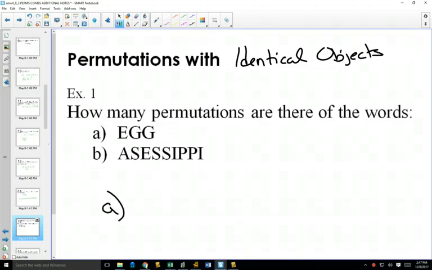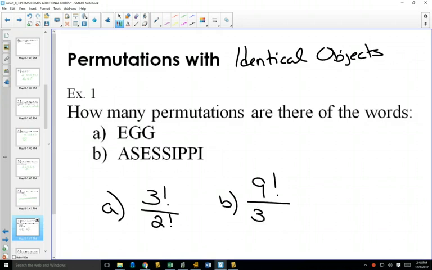Well, that would be 3 factorial if all the letters were different. But since we have identical objects, those two G's are the same, we have to divide by 2 factorial. And with Mississippi, 1, 2, 3, 4, 5, 6, 7, 8, 9, there's 9 letters. But there are 3 S's, 2 P's, and 2 I's. So you'd have to divide out those repetitions.